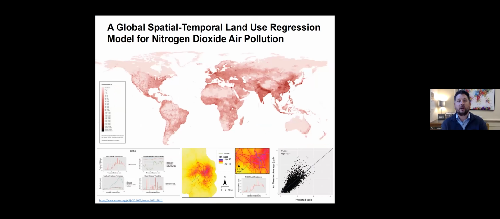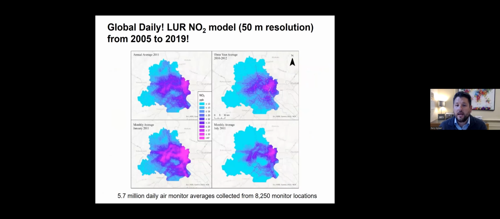So we recently created a global spatial-temporal land use regression model. This is using all of the existing monitors that we could at least download for the world. And we created a daily land use regression model at a 50-meter resolution. This is from 2005 to 2019. This is a crazy amount of data. So this was built off of 5.7 million daily air pollution measurements from over 8,000 monitoring locations.